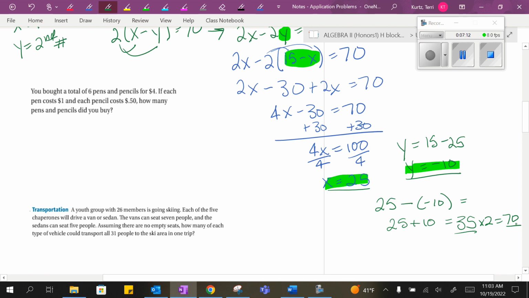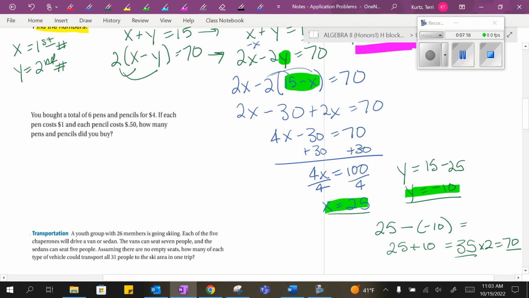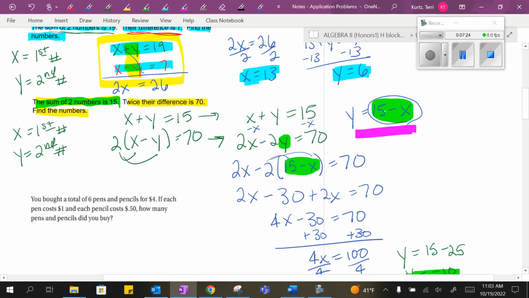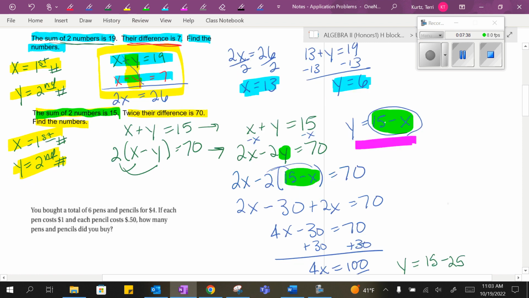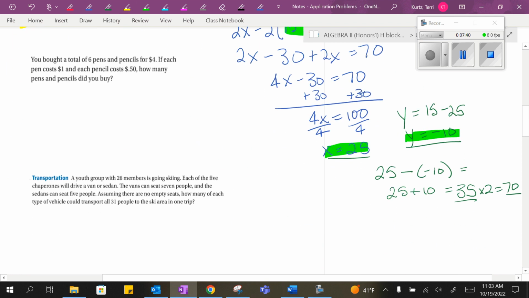So yeah, that seemed a little tricky with getting a negative number, but it all works out. So my answer is 25 and negative 10. Okay, so that's one type of problem where you're just solving for numbers. And when that happens, again, you want to set up your variables just with x being one number, y being the second number, and then finding your equations. Now we're going to go into another type of problem.